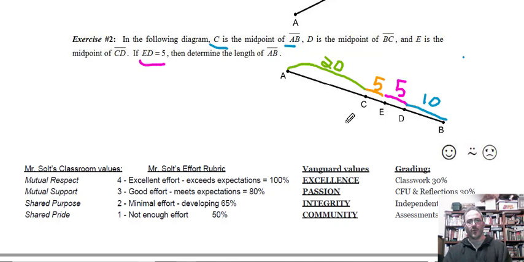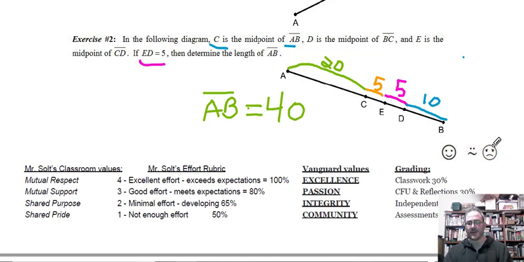So then what's the length of AB? The length of AB equals 20 plus 20 plus 5 is 25, 25 plus 5 is 30, 30 plus 10 is 40. I could say it's equal to 40. Honestly, if I know that this part is 20, and I know it's half of the whole thing, I could have said 20 times 2 is 40.